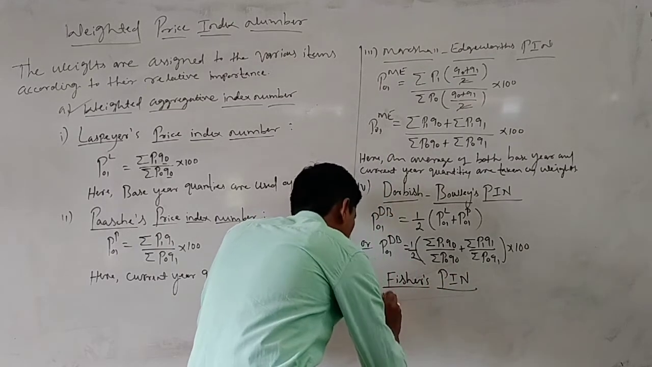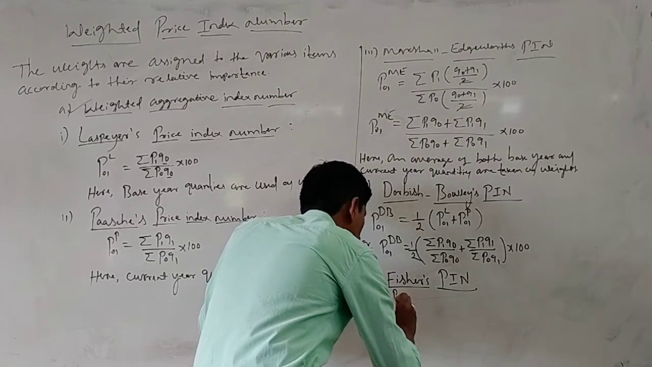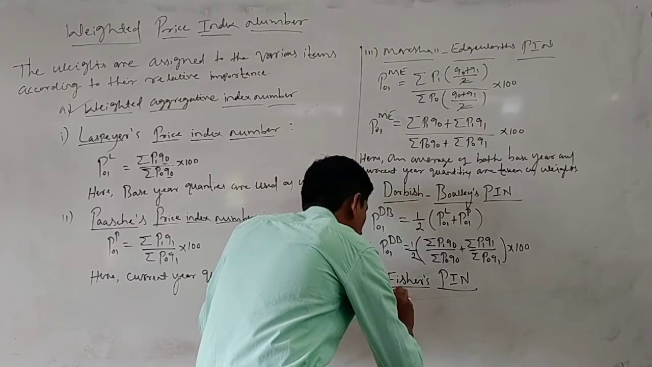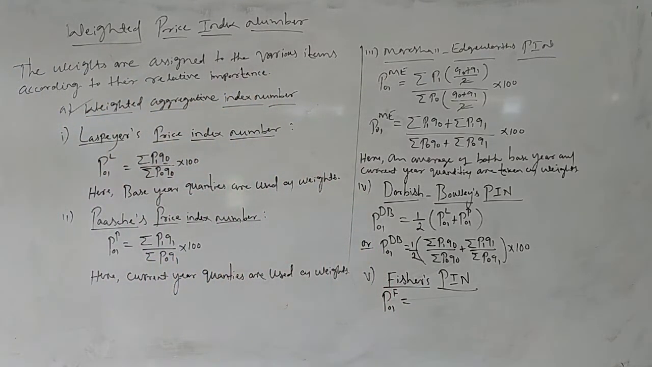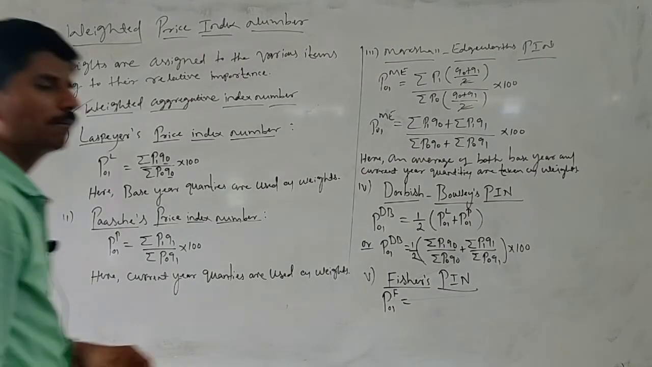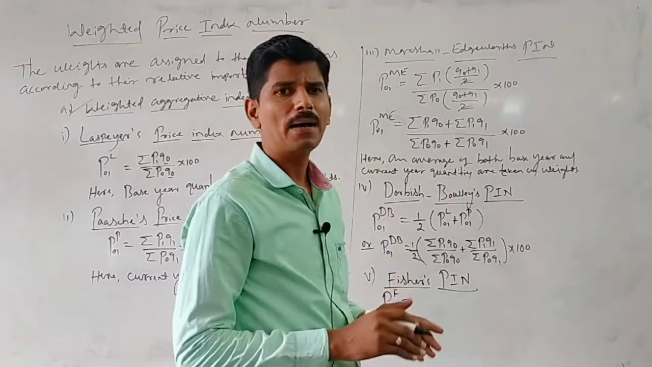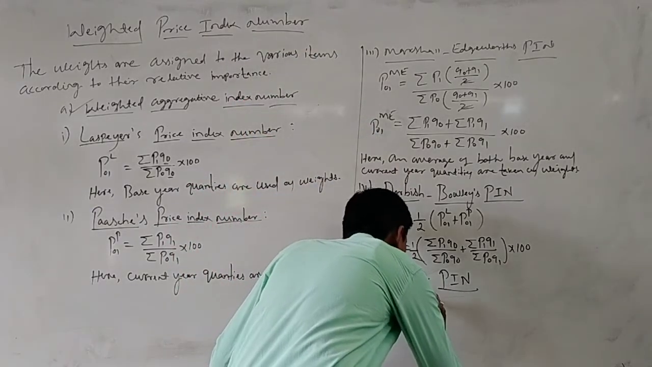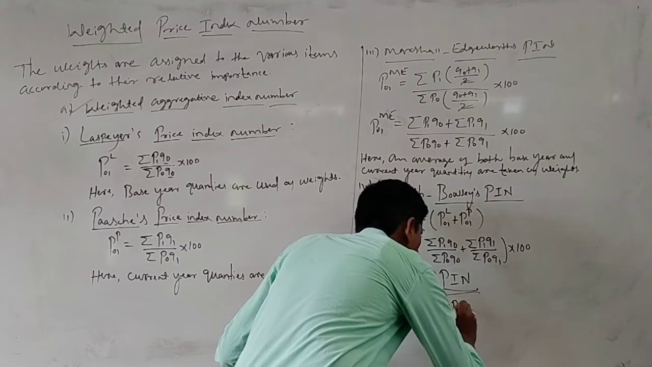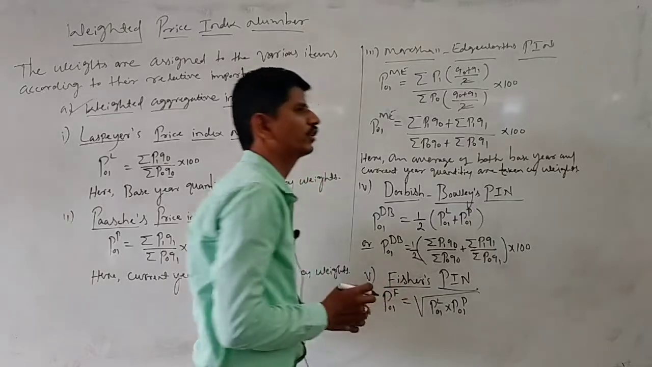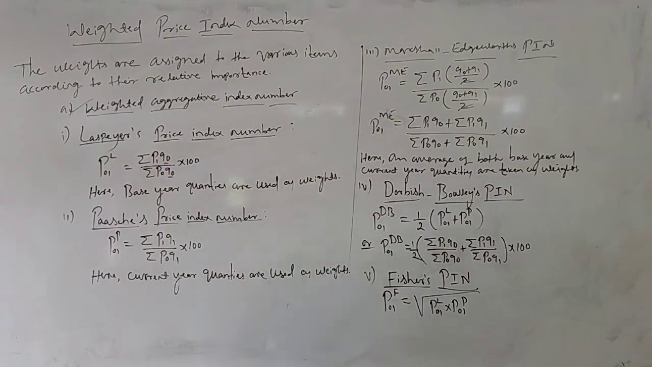That is, F equal to Fisher's price index number. Here the Fisher's price index number is the geometric mean of Laspeyres' and Paasche's index numbers. That is, P01 equal to under root of P01L into P01P. P01F equal to under root of P01L into P01P.